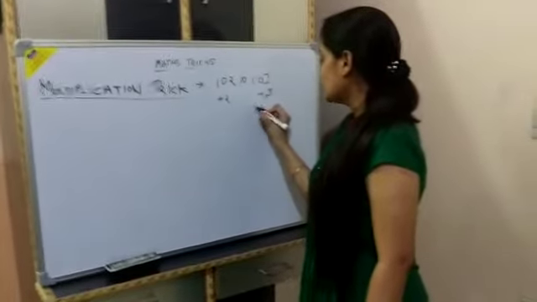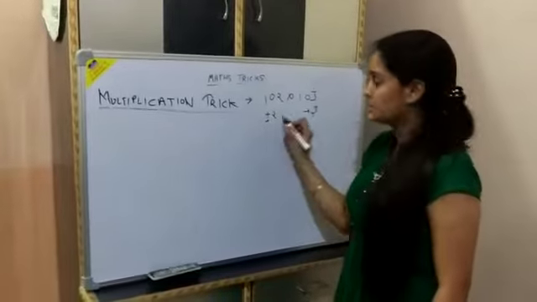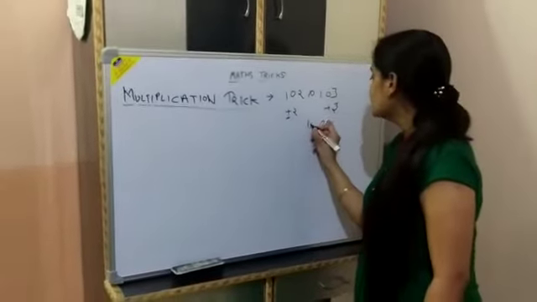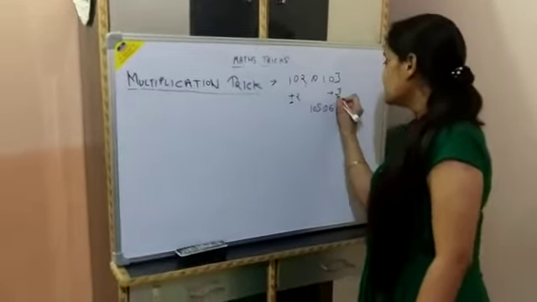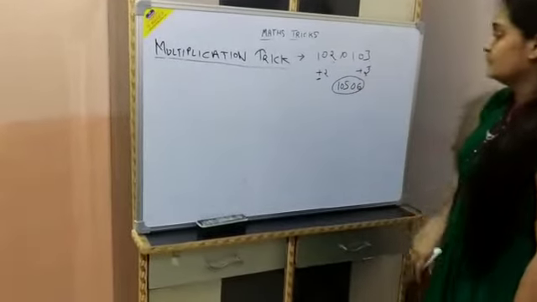We will write 06. 103 plus 2. Here we do plus because the sign is positive. 103 plus 2 is 105. 102 plus 3 is also 105. So you can use this technique for this type of multiplication.